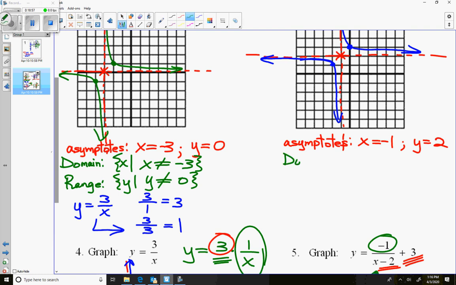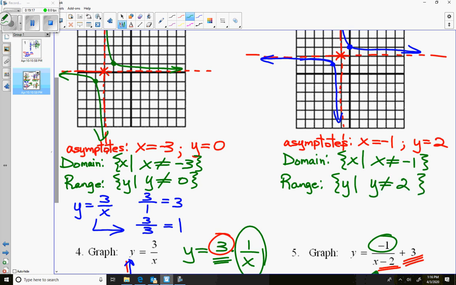Domain and range, if you've got your asymptotes, should be extremely easy. Domain is your x's, except the asymptote. Range will be the y's, except the asymptote. Okay, it is that simple. That is lesson 71, graphing your simple rational functions, a new quick sketch quiz graph.